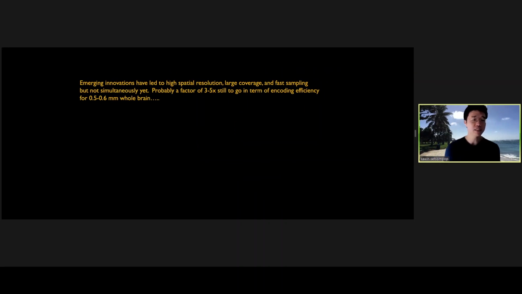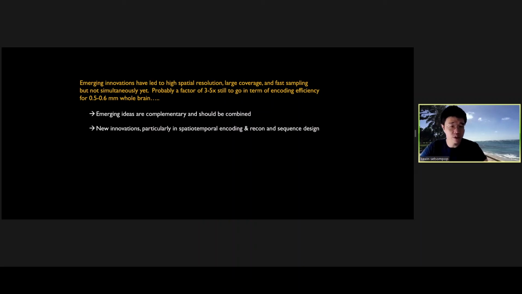So these emerging innovations and techniques have led to high spatial resolution, large coverage, and fast sampling for fMRI, but with these approaches, you can't achieve all these three things simultaneously yet. So we're probably still a factor of 3 to 5 away, in terms of encoding efficiency, from getting to 0.5 millimeter whole brain acquisition with good temporal resolution.